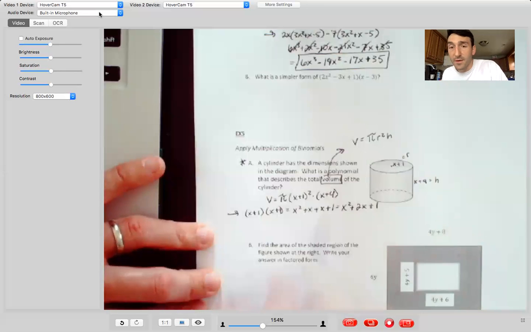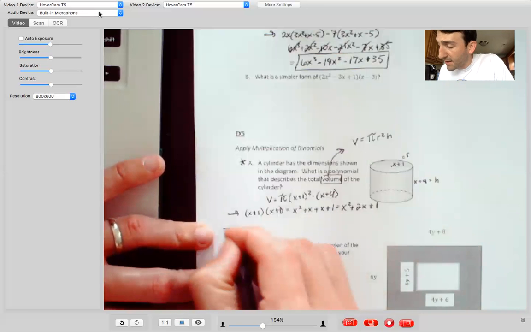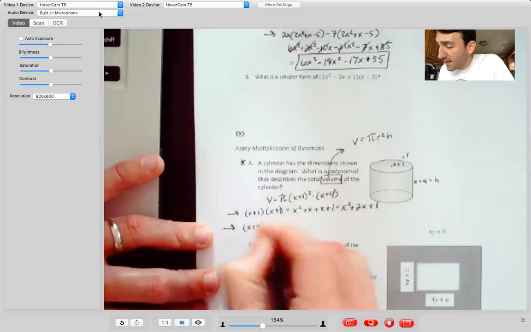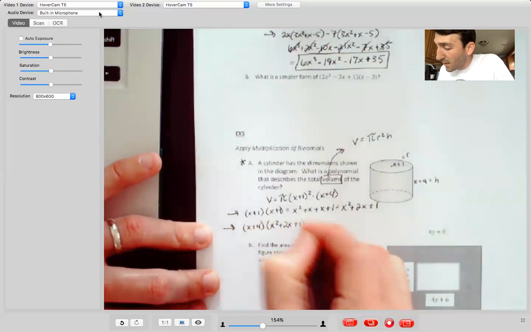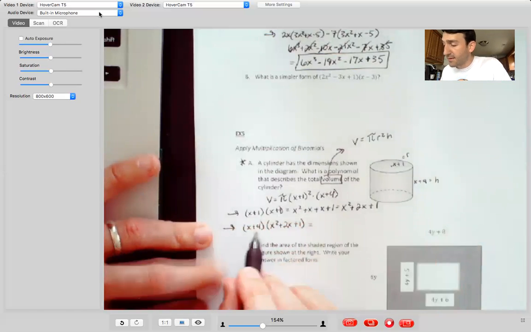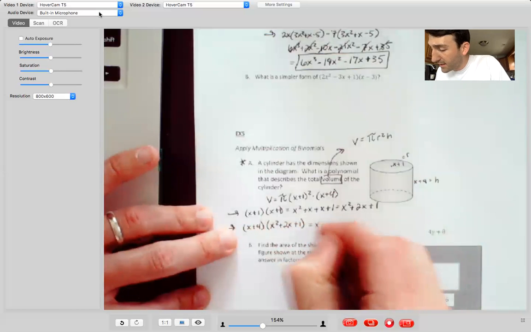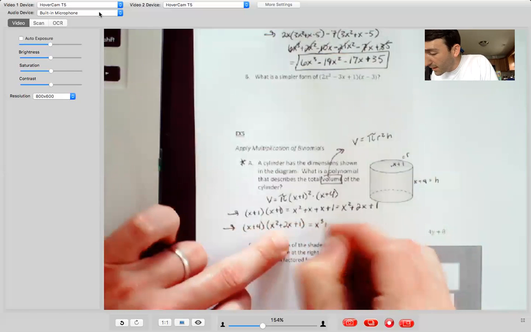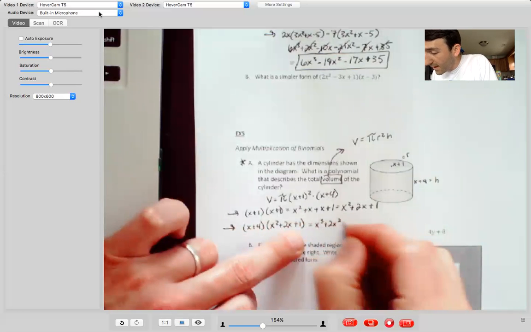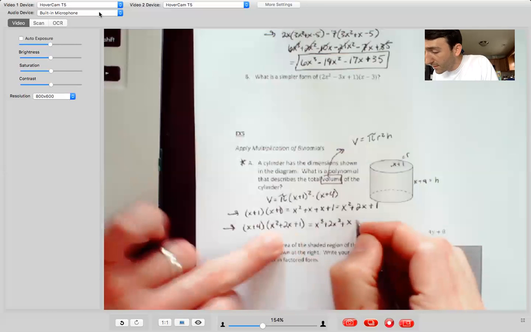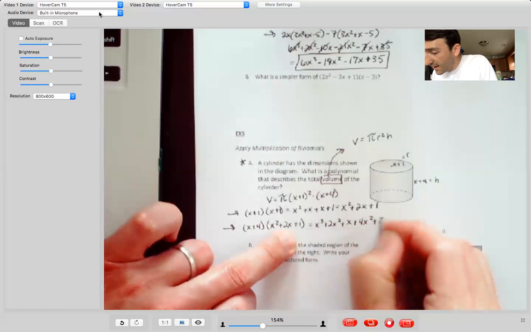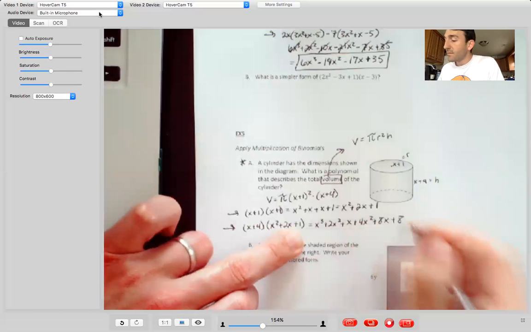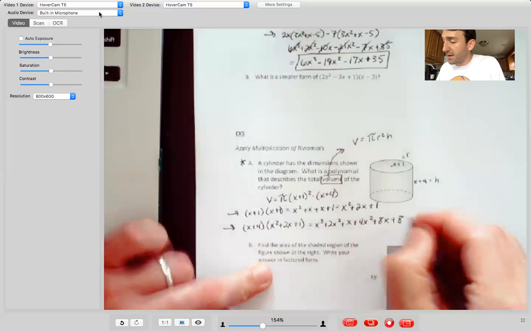All right, but then remember we still have that times x plus 4. So next step would be just to take the x plus 4 times that guy. And again, I'm going to use the distributive property. So distribute the x through, we get x cubed plus 2x squared plus x. Now we're distributing the 4 through, so 4x squared plus 8x plus 8. And combine any like terms, and that should be our last answer.